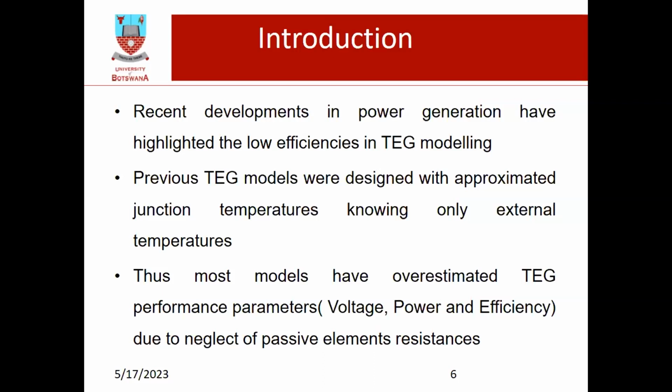Now, the modeling done in the previous literature used approximated junction temperatures, which only factored in the external heat source and external heat sink temperatures. Thus, most of the models misestimated the performance parameters, being your voltage, your power, and efficiency, because they neglected the passive elements' resistances.